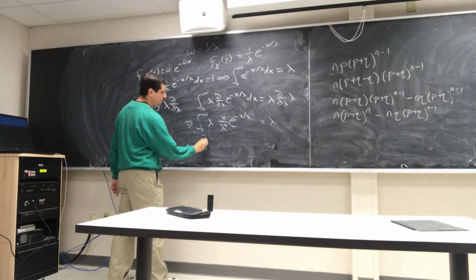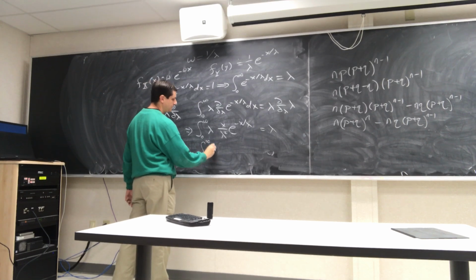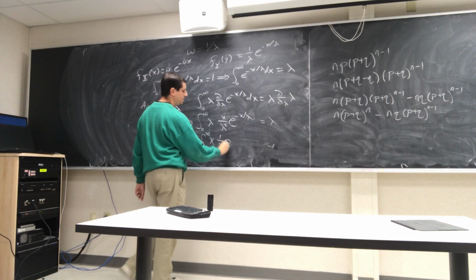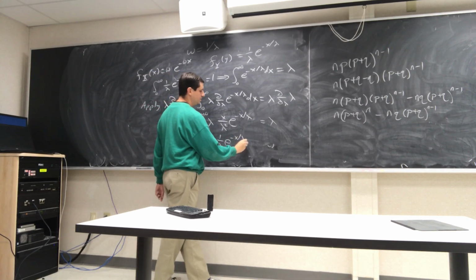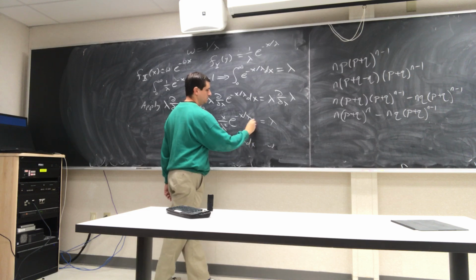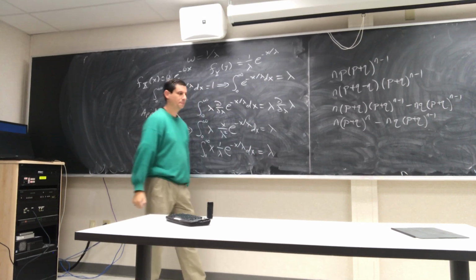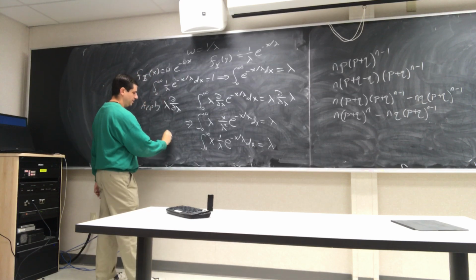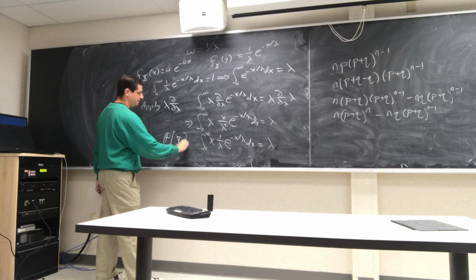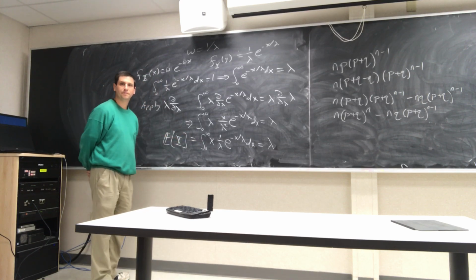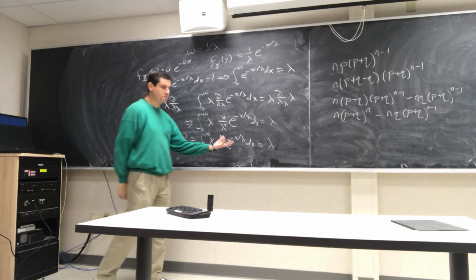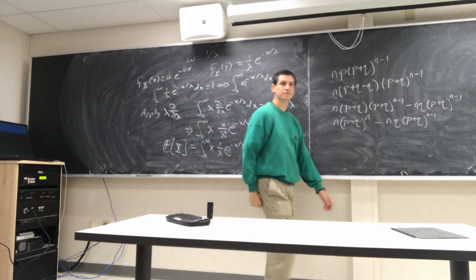And then this is the same as the integral of x times 1 over lambda e to the negative x over lambda dx equals lambda. And this is just, by definition, the expected value of x. So we're able to get the expected value of x without any trouble.